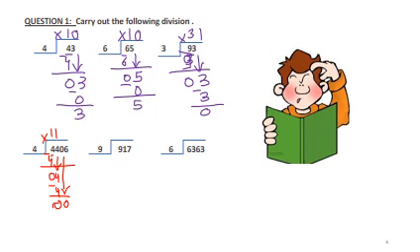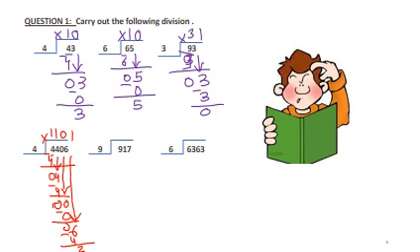0 divided by 4, you directly put a 0 in the quotient. 4 times 0, it's 0. You subtract, and then you bring down the last digit, which is 6. 6 divided by 4, it's 1. 1 times 4, it's 4. You subtract, and that's a 2.